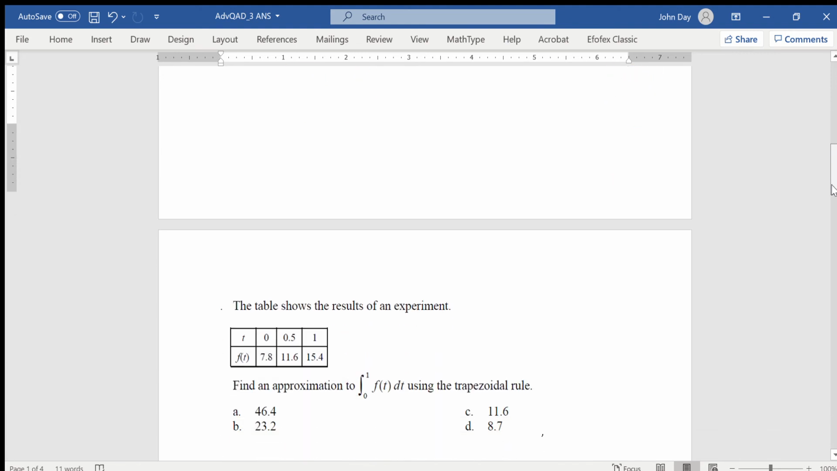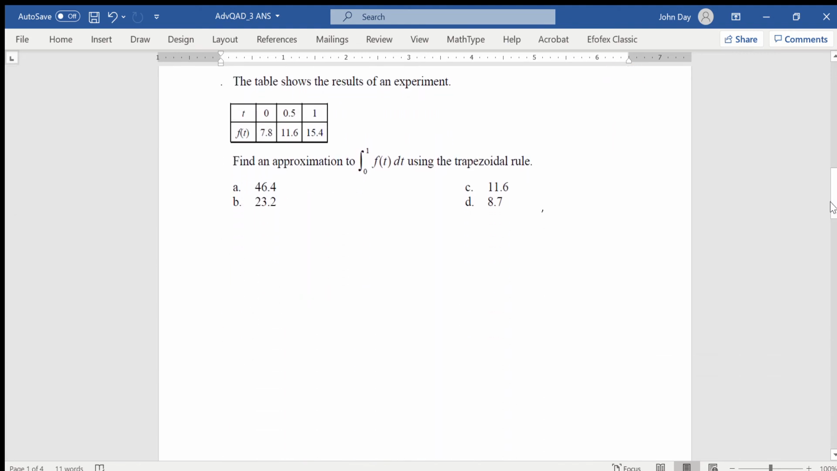Okay, let's have a look. There's a table and they want an approximation for an interval. It looks like it's a lovely increasing function. You can tell by the function values here. So we're going to assume that it's all going to work out very nicely to just use our trapezoidal rule.